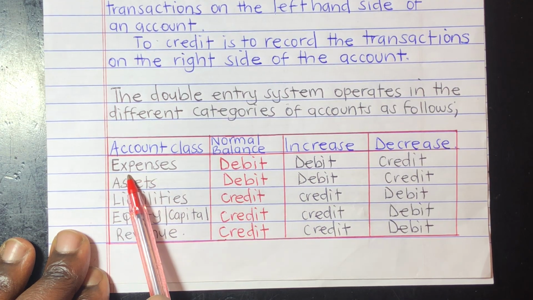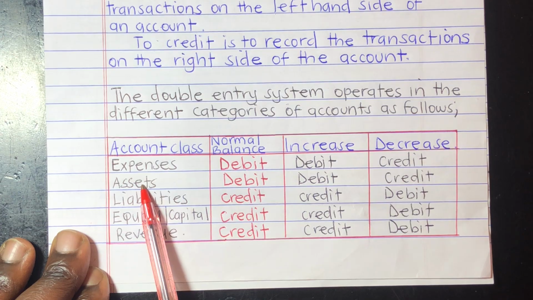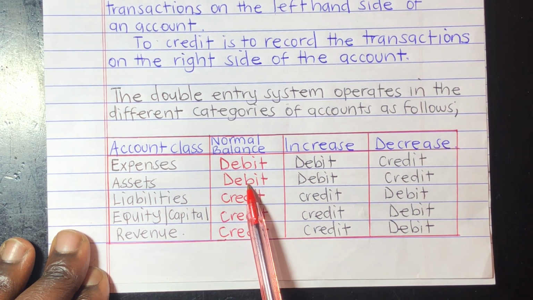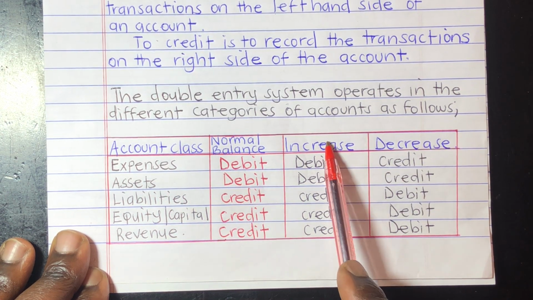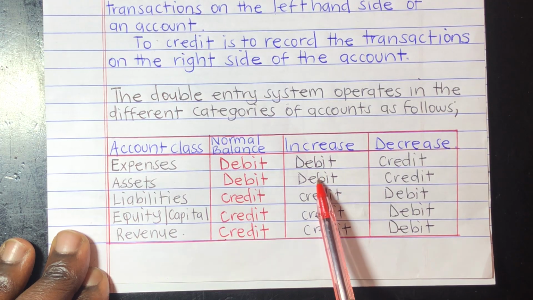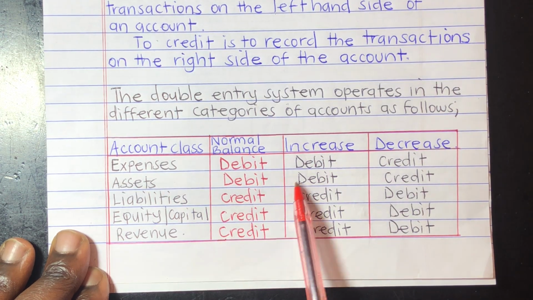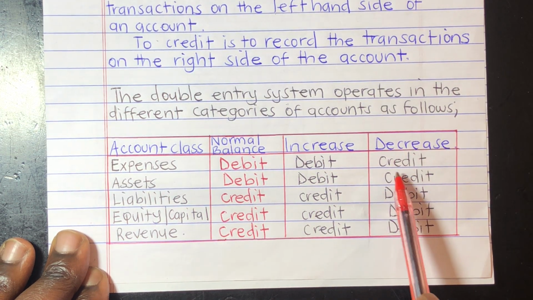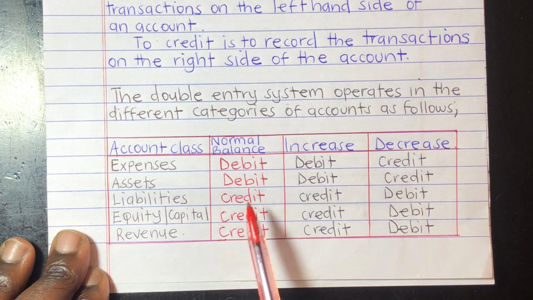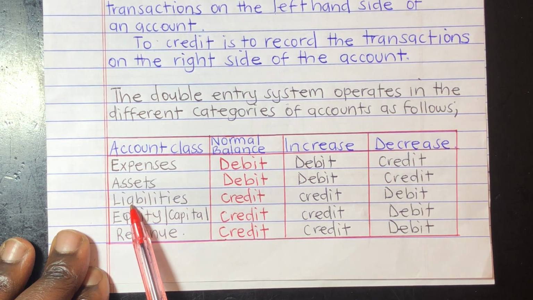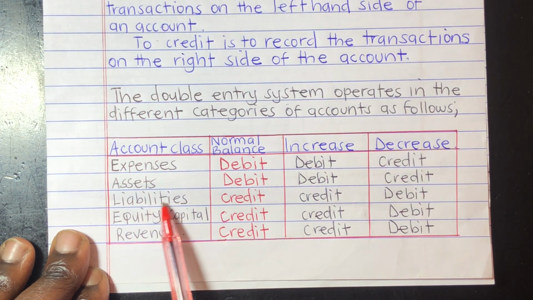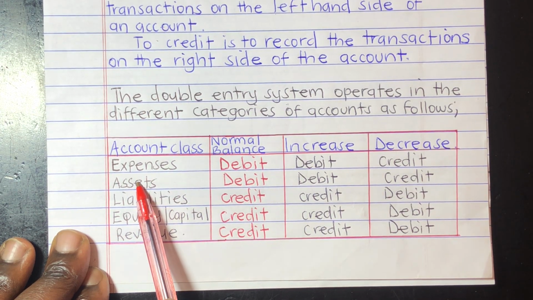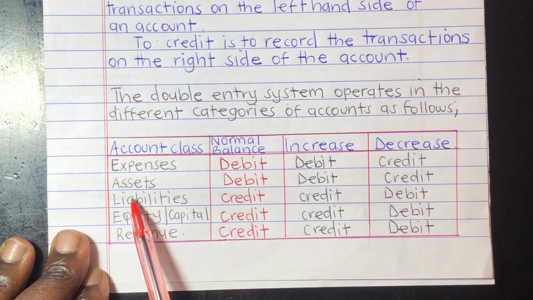Then when the account class is asset, in the normal balance, an asset is debited. Then if the asset increases, we debit it. Then if the asset decreases, it is credited. So we're going to be following this during our posting and balancing. Then if the account class is a liability, talk about an asset first. In my previous videos I discussed the meaning of assets and liabilities.